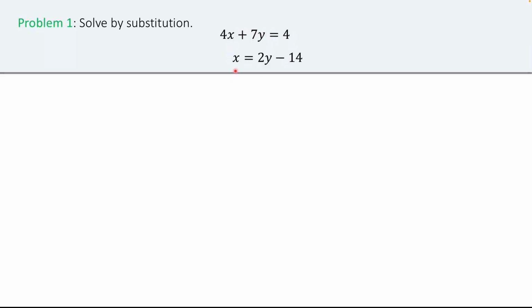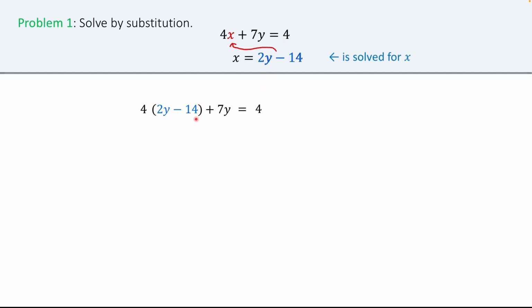In this system, you see that in the second equation, x is isolated. That is, this equation is solved for x. X is equal to 2y minus 14. What you need to do is substitute 2y minus 14 for the x in the first equation. You will get 4 times (2y minus 14) plus 7y is equal to 4.